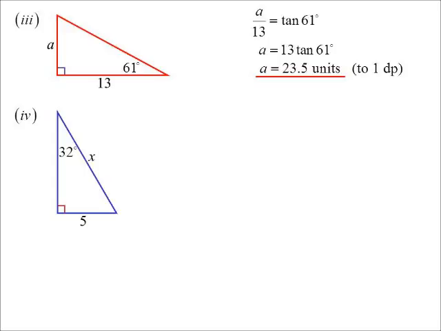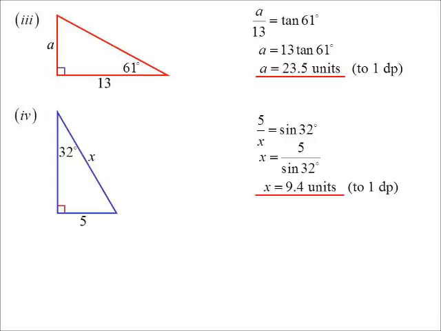Of course, there are other ones where it's the hypotenuse we're trying to find. So when we set up our ratio, the pronumeral ends up on the bottom. So x is 5 divided by... Simply, if the pronumeral is on the top, then I'll multiply. If the pronumeral is on the bottom, I'll divide by the trig. That's how it turns out. So in this case, it's 5 divided by sine 32.